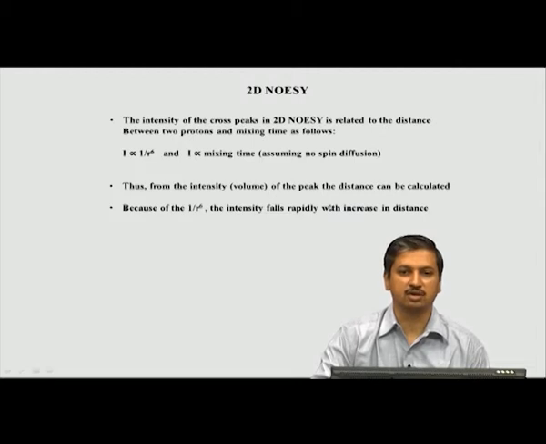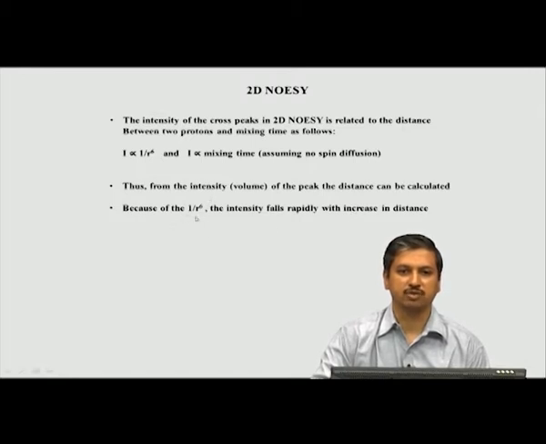If you go from 6 to, let us say, 7 or 8 angstrom, the intensity will fall very rapidly, because 1 by 6 to the power 6 versus 1 by 7 to the power 6, when r is equal to 7 versus r equal to 6, there is an order of magnitude difference. The peak intensity falls by about 10 times if I go from 6 to 7 angstroms. Therefore, there is a sharp decrease in the intensity of the peak as the distance increases.